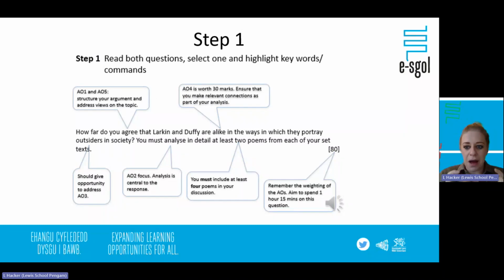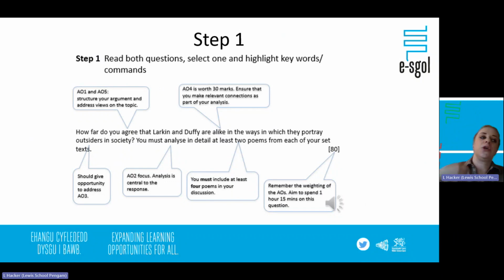Okay, so the key part of this question is the way they portray outsiders in society. That is the meat of this question. So you're going to be selecting 4 poems, 2 from each poet, that address that particular theme, the portrayal of outsiders in society.